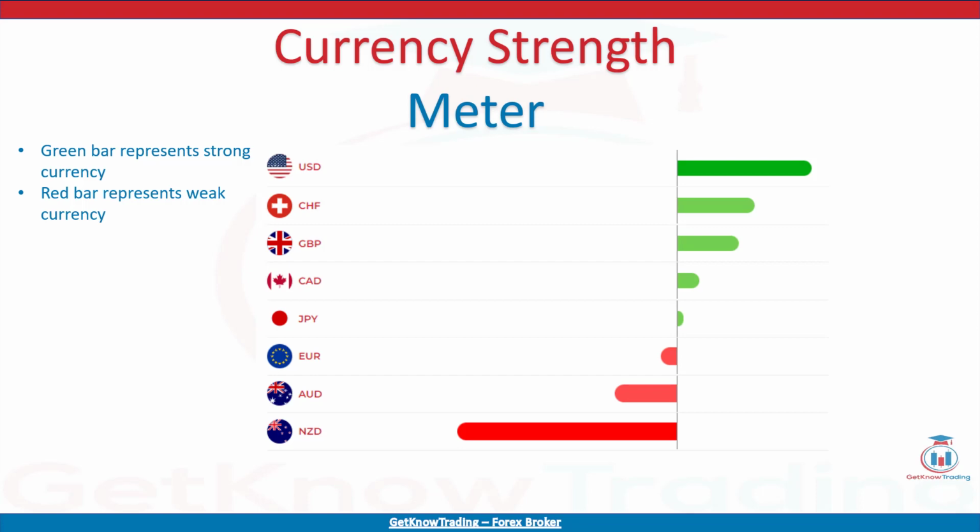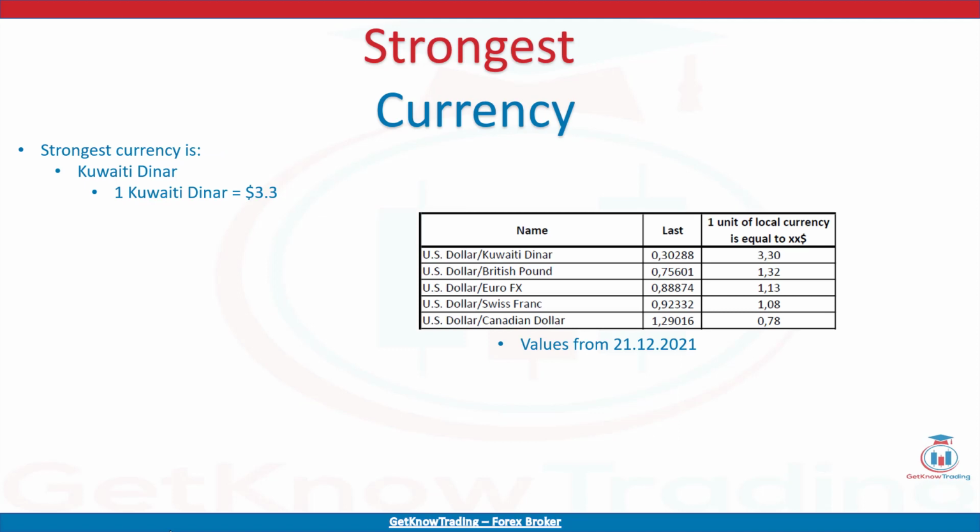Let's check which country has the strongest currency. Check the table. Kuwait has the strongest currency against the US dollar, where 1 Kuwaiti dinar is equal to $3.30. Second country is Great Britain, which has the second strongest currency against the US dollar, where 1 British pound is equal to $1.32. Euro is the third strongest currency against the dollar, where 1 euro is equal to $1.13.